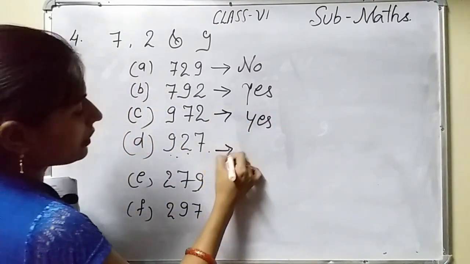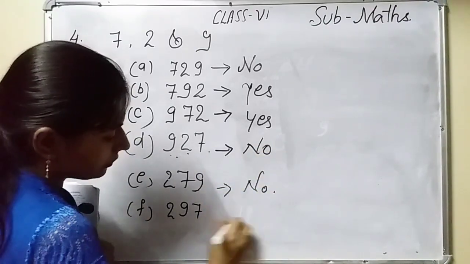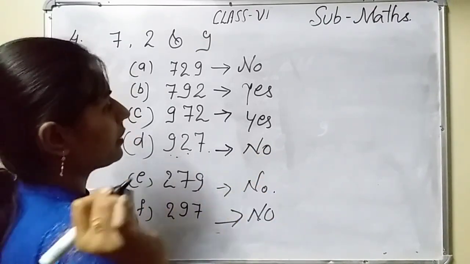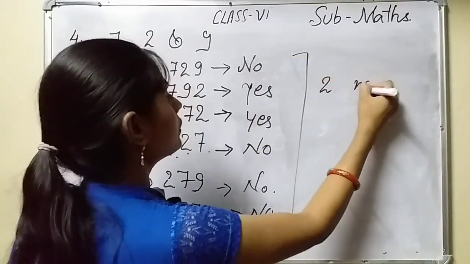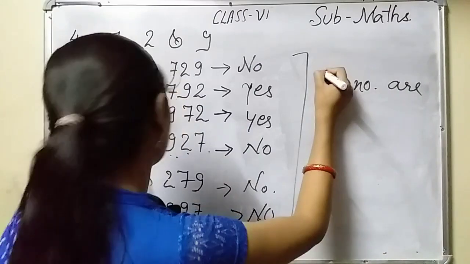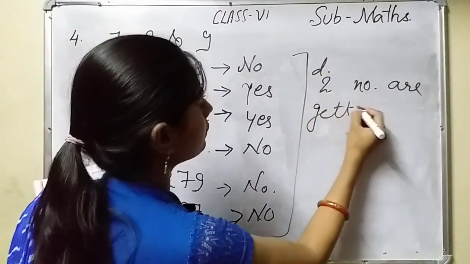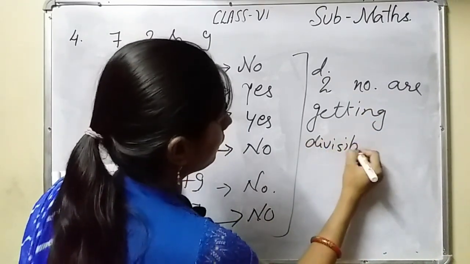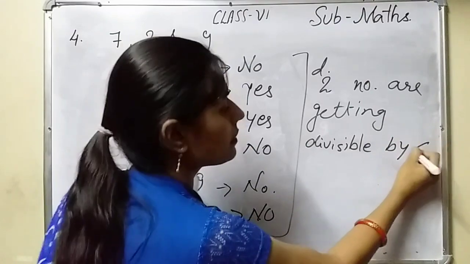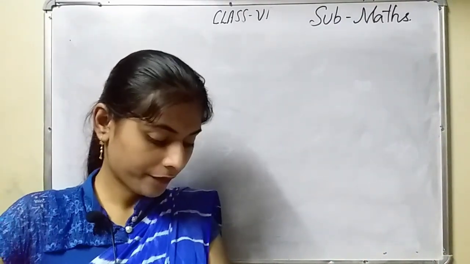This is not an even number, so no, it is not divisible. This is also not divisible. This is also not divisible. Okay, so only two numbers are divisible by 6.